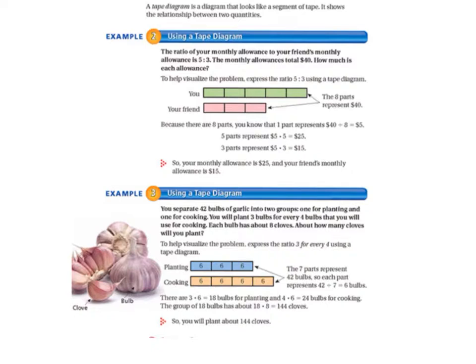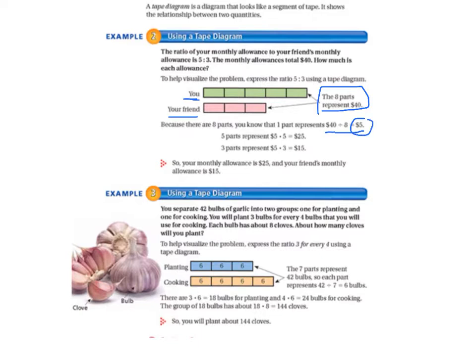So since they said that the ratio was our monthly allowance to our friend's monthly allowance, then you have the longer tape. We have the 5, the segment that's divided into fifths, and our friend has the segment that's divided into thirds. So the 8 parts represent $40. Because there are 8 parts, you know that 1 part represents 40 divided by 8. So each section equals $5.